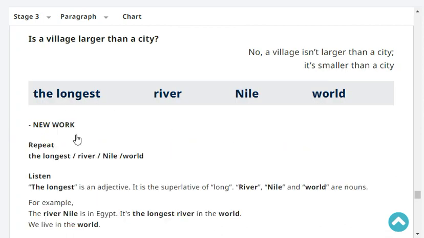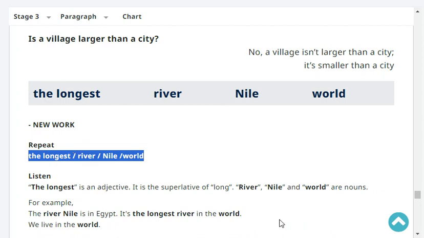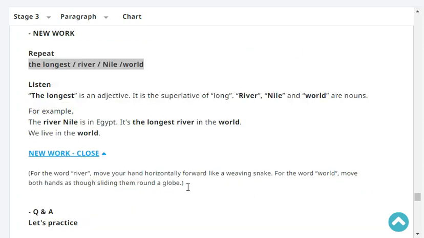Very good. Next, the longest. The longest river, Nile, world. Very good. Okay, listen. The longest is an adjective. It is the superlative of long. River, Nile, and world are nouns. For example, the river Nile in Egypt is the longest river in the world. We live in the world or earth.